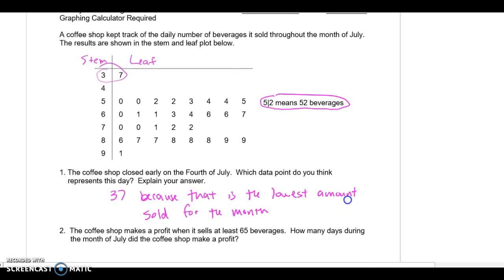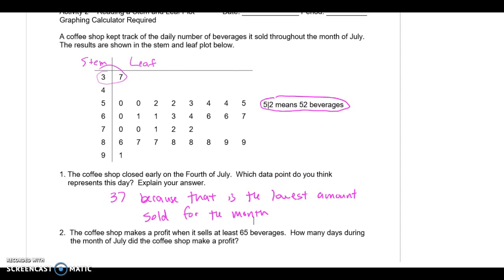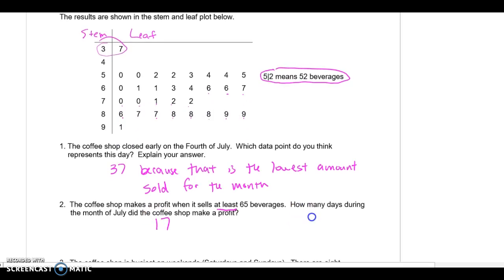For question 2, the coffee shop makes a profit when it sells at least 65 beverages. Again, at least, so if we had a data point of 65, that counts as a profit. How many days during the month of July did the coffee shop make a profit? Let's see, we have 1, 2, 3, 4, 5, 6, 7, 8, 10, 11, 12, 13, 14, 15, 16, 17 days that are 65 or greater based on our data and our key.